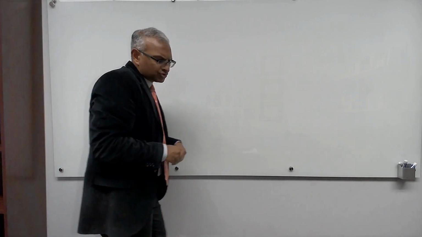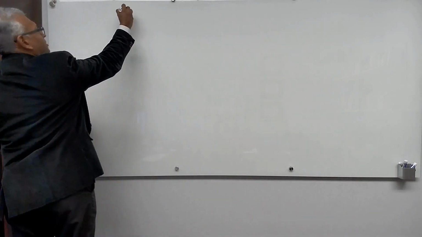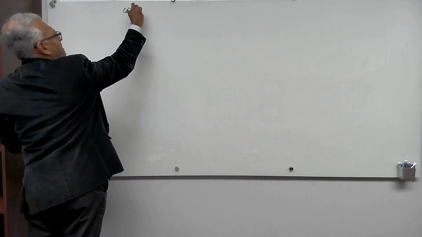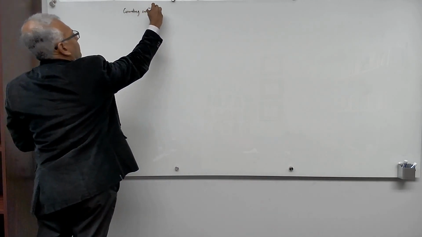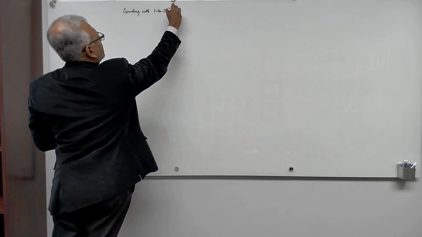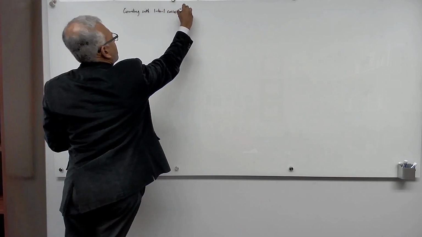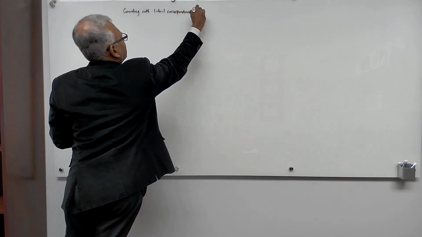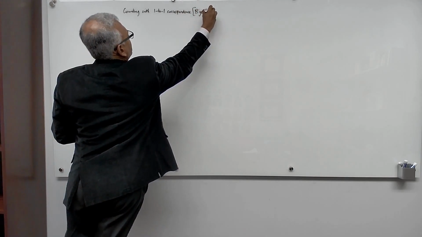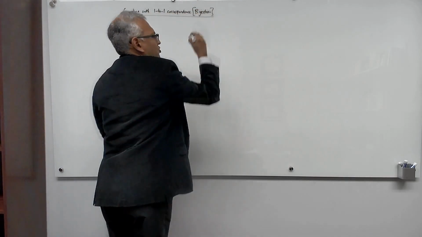Okay, counting using one-to-one correspondence. So, counting with one-to-one correspondence. Sometimes called bijection. So this one-to-one correspondence we're talking about is called bijection.